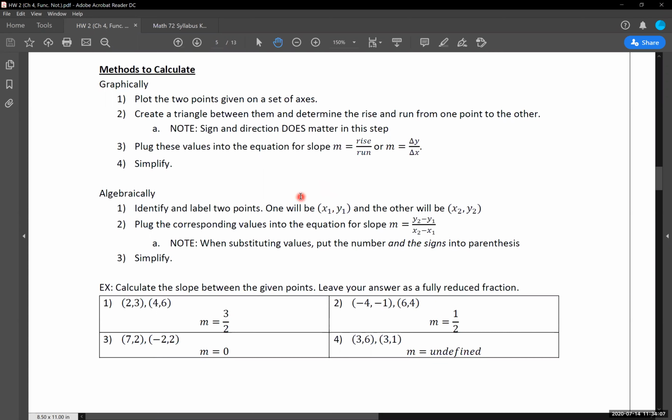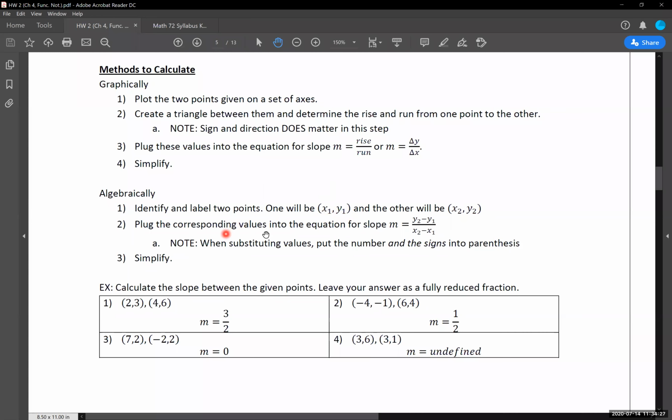You'll need to label each of those points. One of them is going to be x sub 1, y sub 1. The other is going to be x sub 2, y sub 2. It does not matter which one you label as which, but label them each accordingly before we get going and move forward in this process.